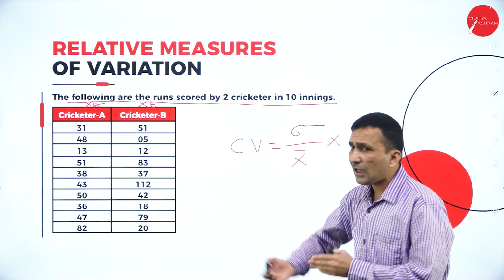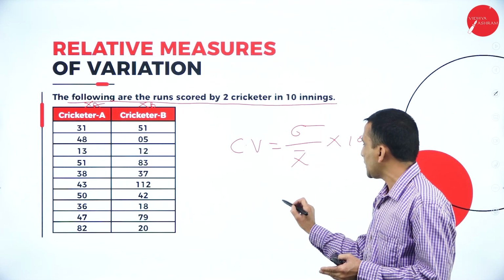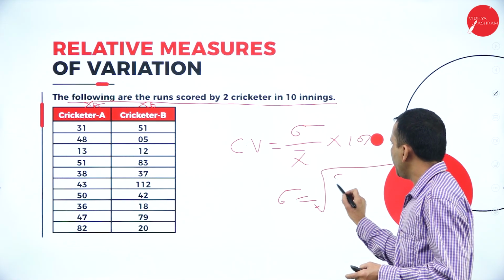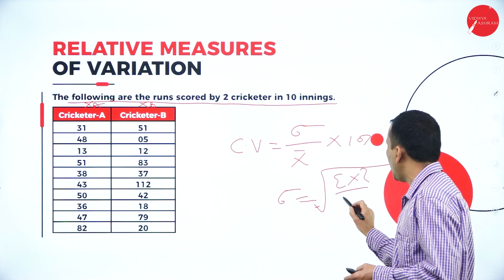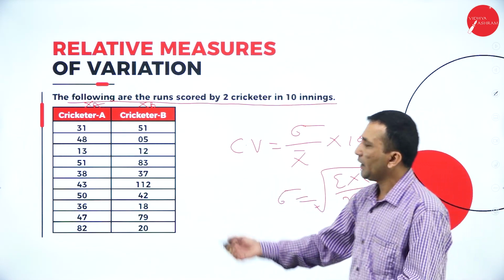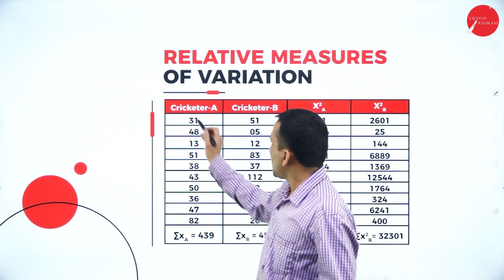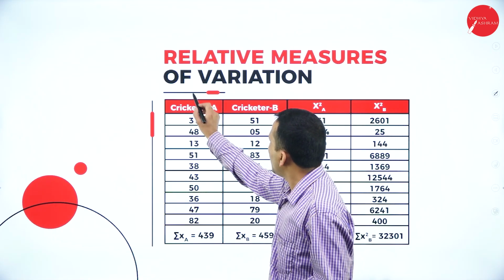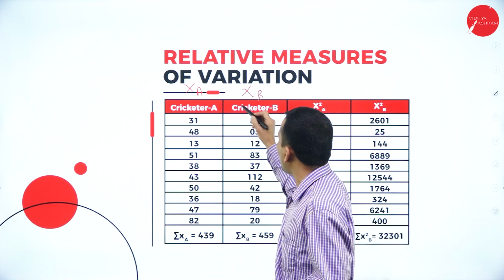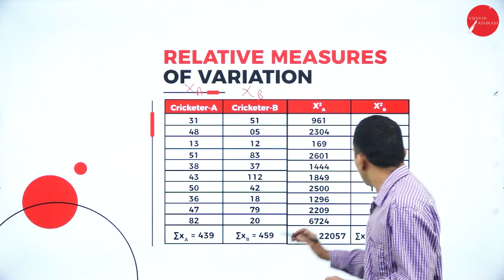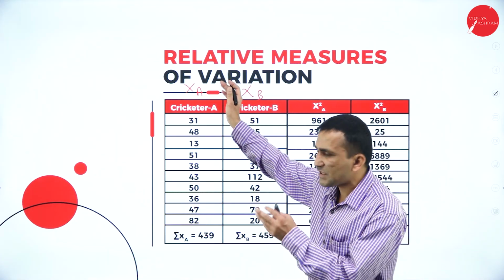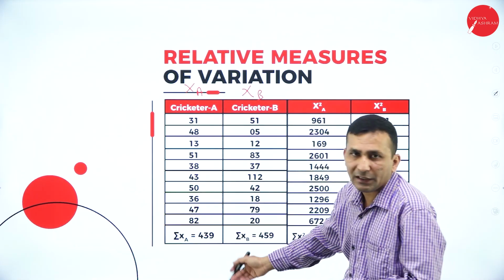So for ungrouped data the formula is very simple, the standard deviation formula. I am writing one more time: standard deviation equals square root of sigma x square divided by small n minus, the mean square. The same formula we are applying. Moving forward, see cricketer A and cricketer B, for your understanding I am writing xa and xb. The standard deviation formula is what is required first; in the last slide you got clarity.